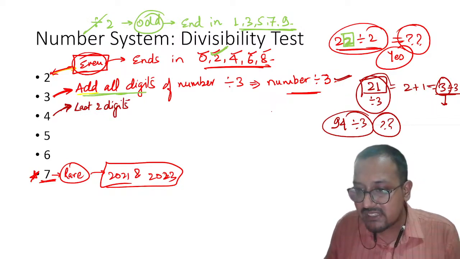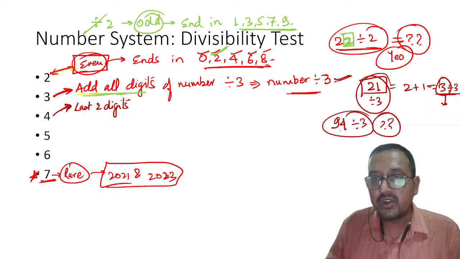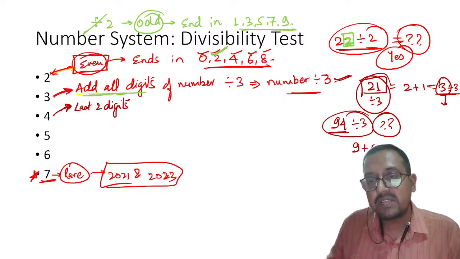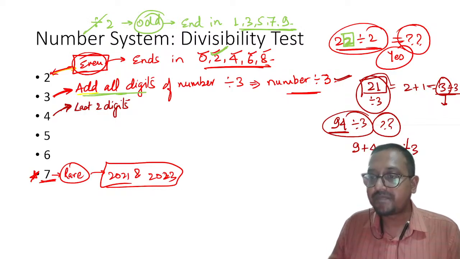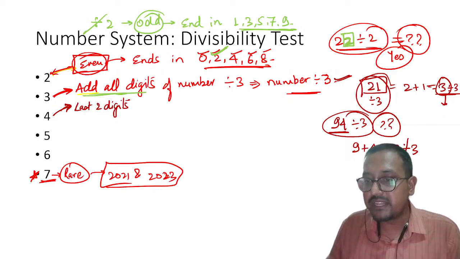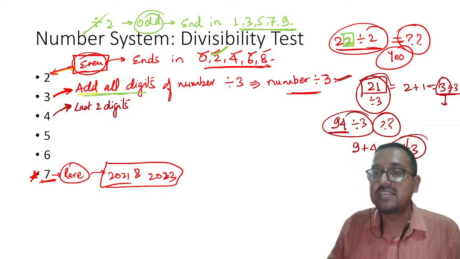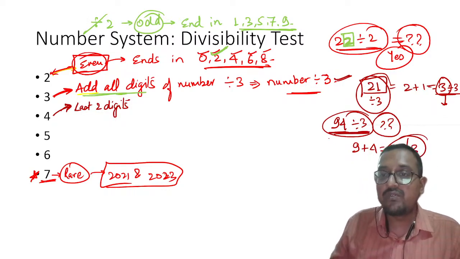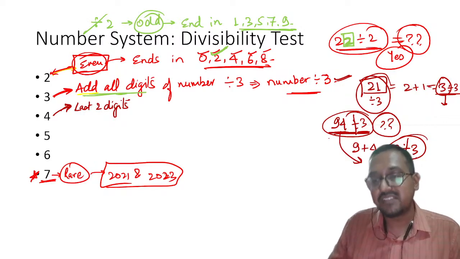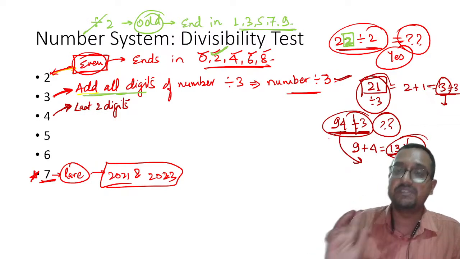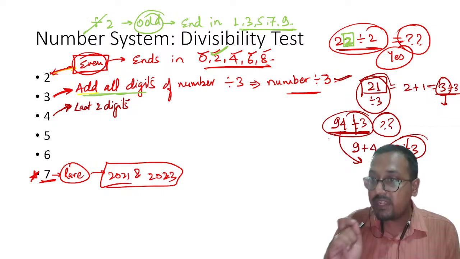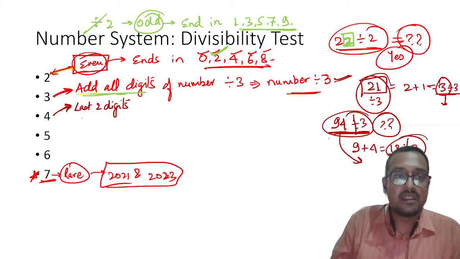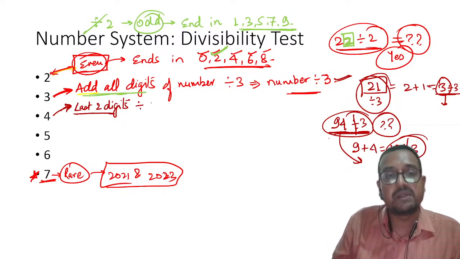Yes. Abhishek is correct. Rakesh is correct. Very good. See, 9 plus 4. 9 plus 4 is how much? It is 13. 13 is not divisible by 3. 12 is divisible by 3, right? 13 is not divisible by 3. And hence, what will happen? This 94 will not be divisible by 3. Please remember, 94 will not be divisible by 3. This is very, very important concept. Please remember, last 2 digits must be divisible by 4.